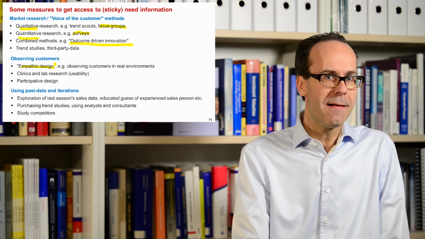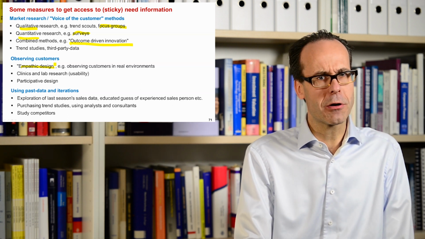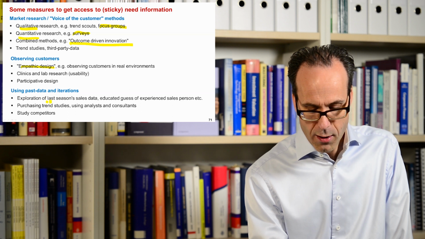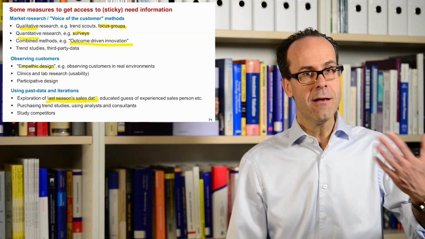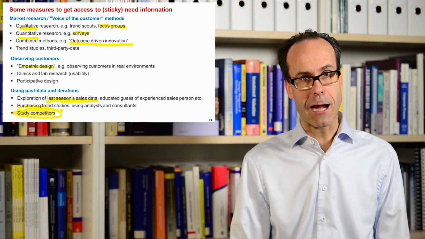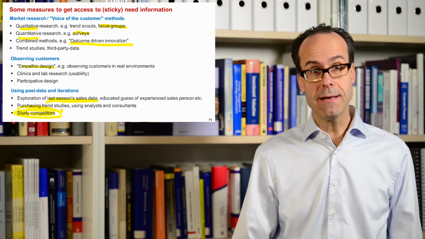And finally, and this is, to be honest, in many companies, the largest source for input of need information. It's not really talking to customers or observing them, but it's really using existing data. So companies just explore the sales data of the last season. They see what is doing well, what is not doing so well, and then just do some educated guesses by an experienced salesperson about what to do in the next season and how to create a new variant. You purchase trend studies, use analysts and consultants. Or also, if you're honest in your company, very often the novel product just comes from studying competitors and copying what they already have in place. So you see there are these few and many more methods described to really get access to need information.